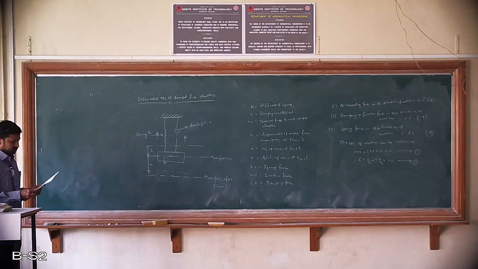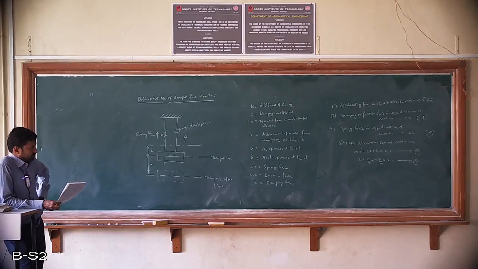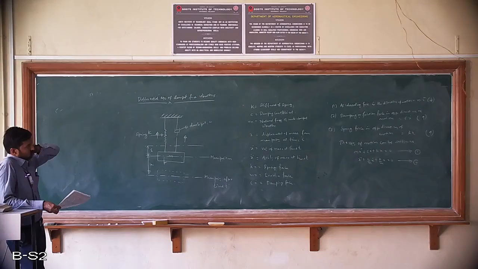A system having the equation of motion as given by the equation number 2 is said to be a single degree of freedom damped vibrating system.